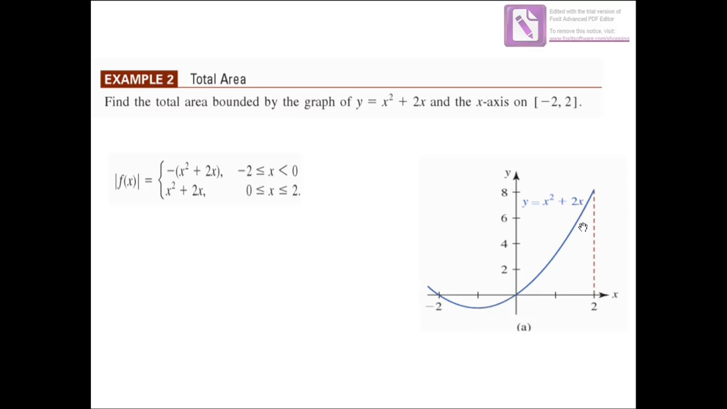We see this graph x squared plus 2x is negative on the part from -2 to 0. So from -2 to 0, we have the function y equals -(x squared plus 2x). And for the interval from 0 to 2, we have the function y equals x squared plus 2x. So once you evaluate the total area, from -2 to 0 the function is negative, and from 0 to 2, the function is positive.